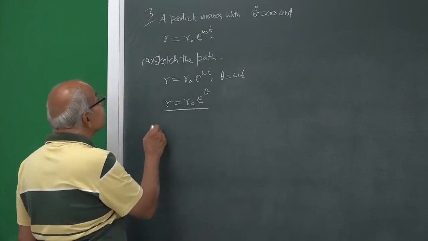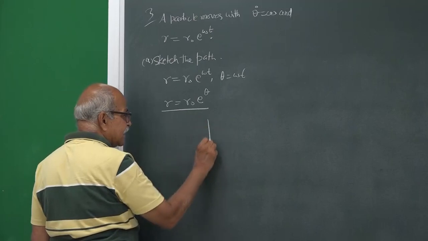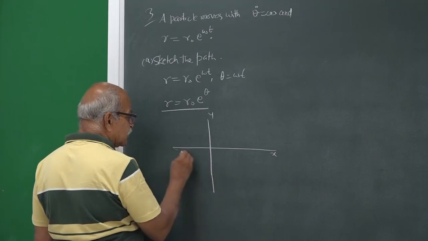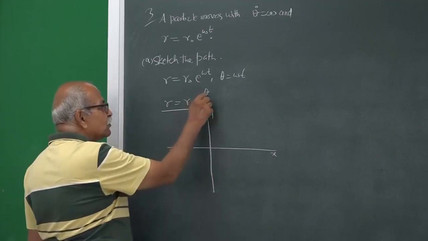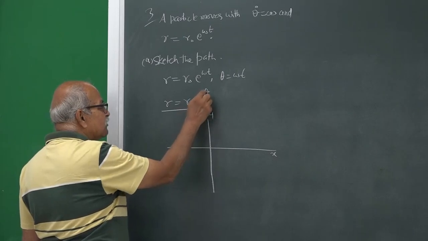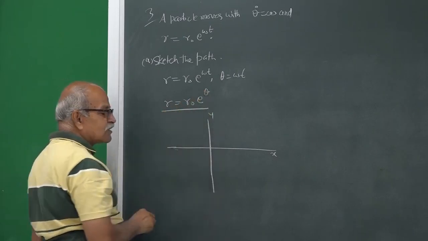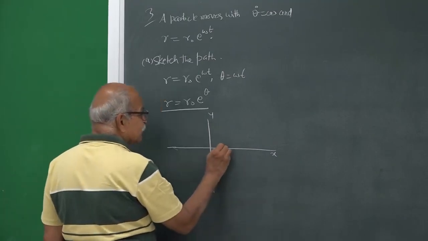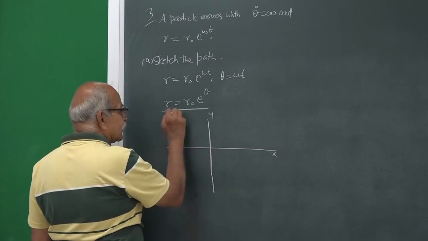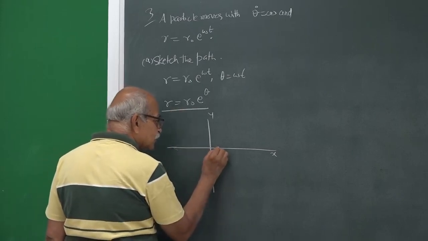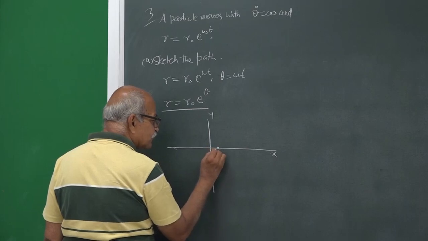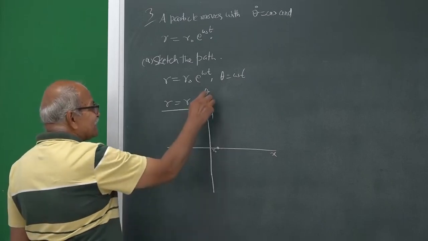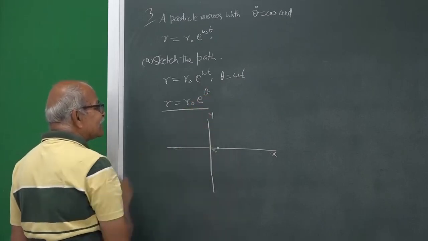And how does it look like, sketching? So, if you have say x axis and y axis, and at theta equal to 0, e to the power 0 is 1 and r is equal to r naught, and theta equal to 0 means along the x axis. So, in this direction, this is theta equal to 0 direction and r is equal to r naught. So, from here you have to go a distance r naught. So, this small thing is r naught. So, particle is here, when theta is 0, particle is there.